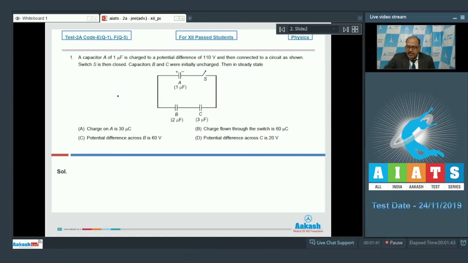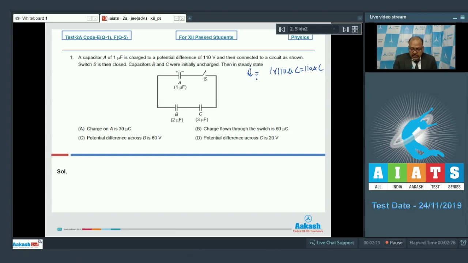Let's evaluate the options. So we have capacitor A initially charged to 110 volt and then switch S is closed. So initially, before closing of switch, what is the charge on capacitor A? The charge on capacitor A initially is equal to C, which is 1 microfarad, into V, which is 110 volt. So it's 110 microcoulomb, which is the charge on capacitor A initially.